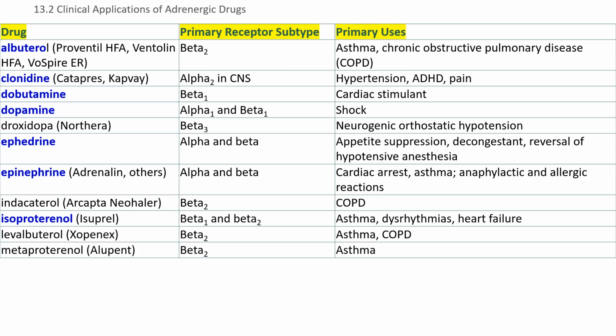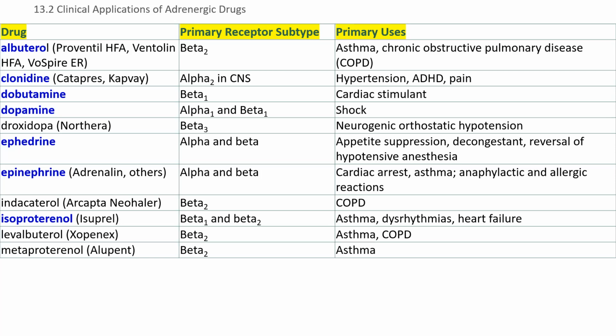Dobutamine is a very effective drug. Dobutamine is a beta 1 agonist. It's very effective as a cardiac stimulant to increase cardiac contractility. And then dopamine, which is an alpha 1 and beta 1 receptor agonist, is effective in shock. Ephedrine is an alpha and beta receptor agonist, and then isoproterenol.